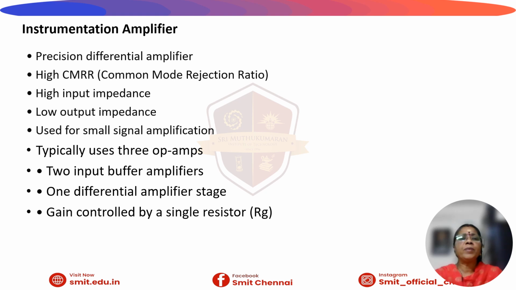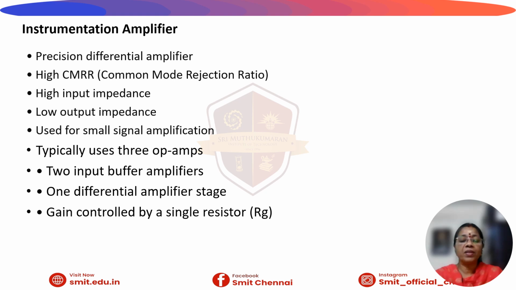An instrumentation amplifier is a high precision differential amplifier which is designed to amplify very weak signals while rejecting the noise common to both inputs. Hence, it has high CMRR, which is common mode rejection ratio, and has high input impedance and low output impedance. It is a critical component for sensors like thermocouples, strain gauges, and medical equipment in real-time applications. Thus, it is used for small signal amplification.